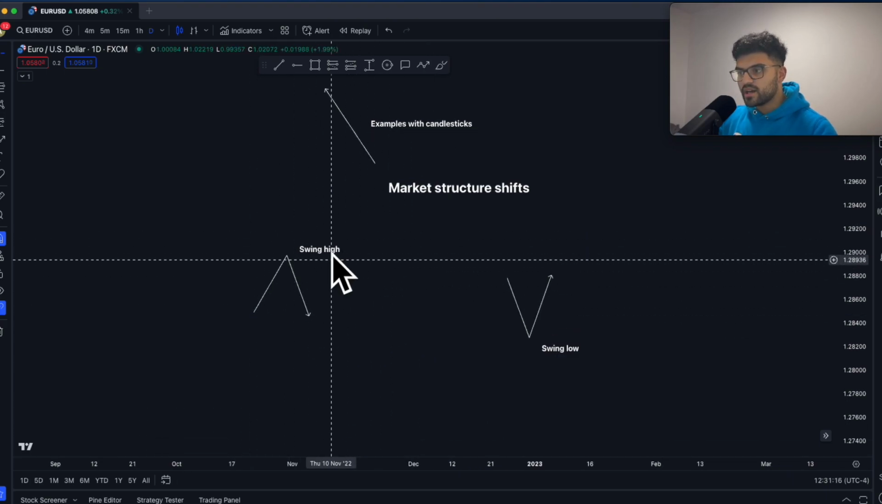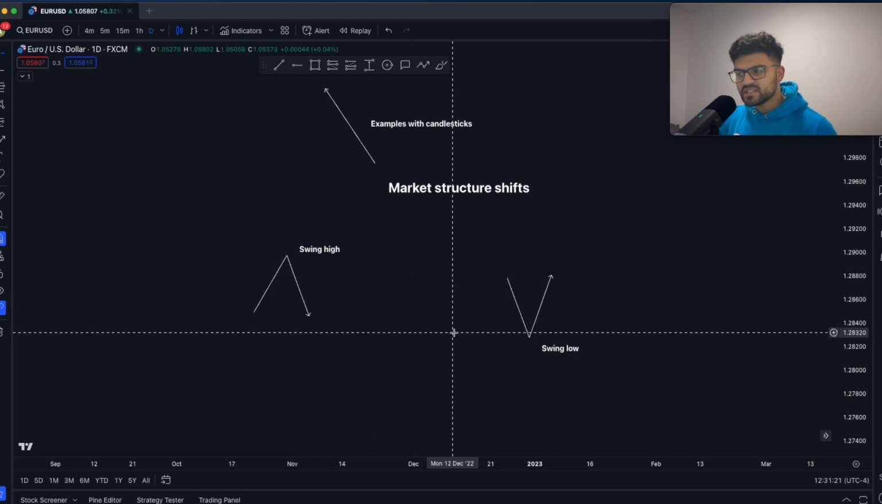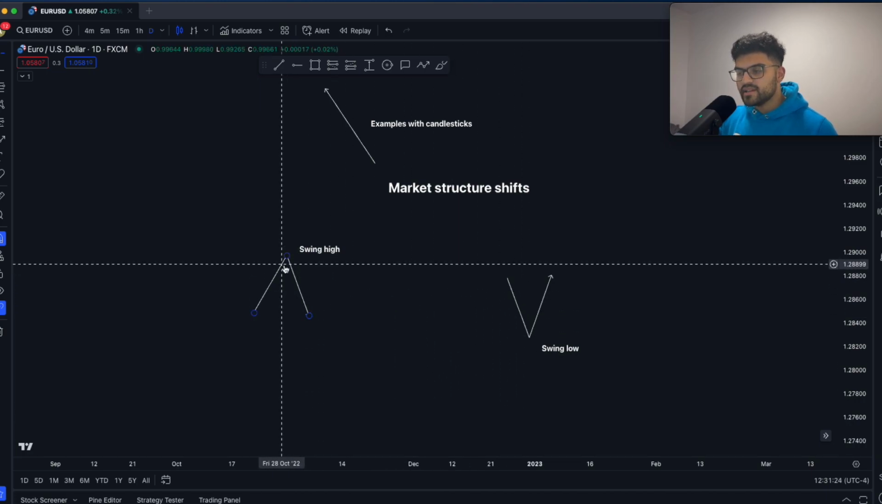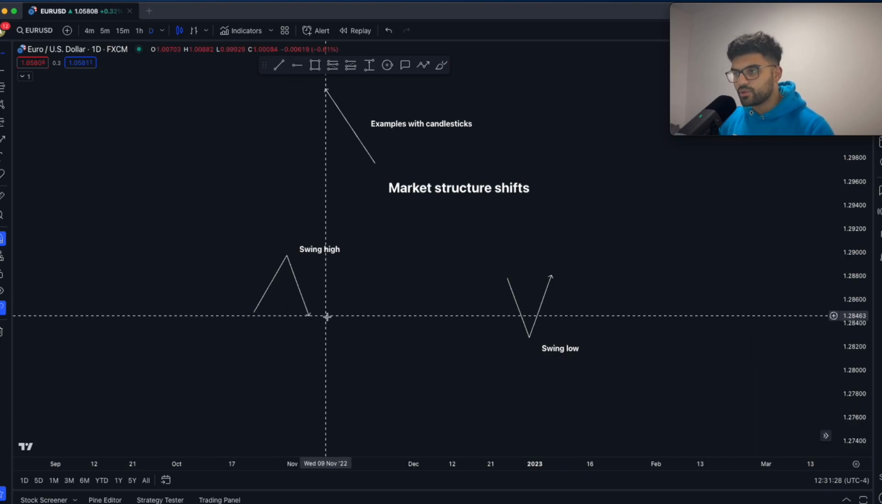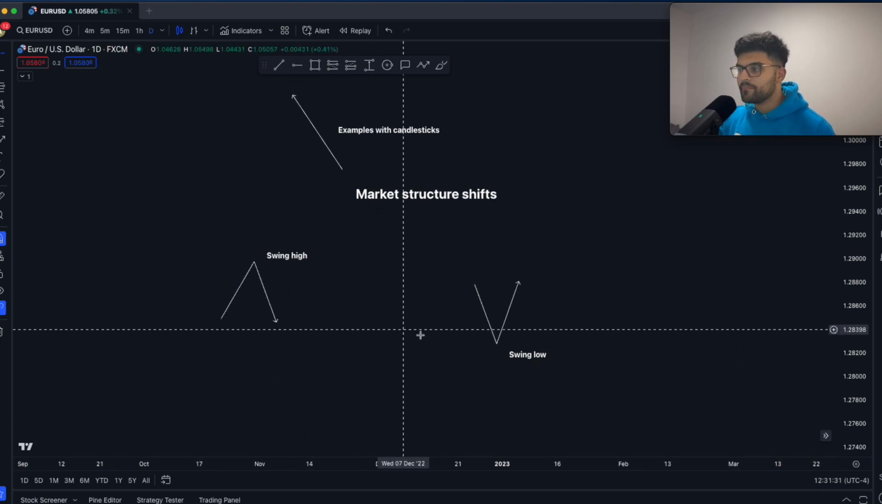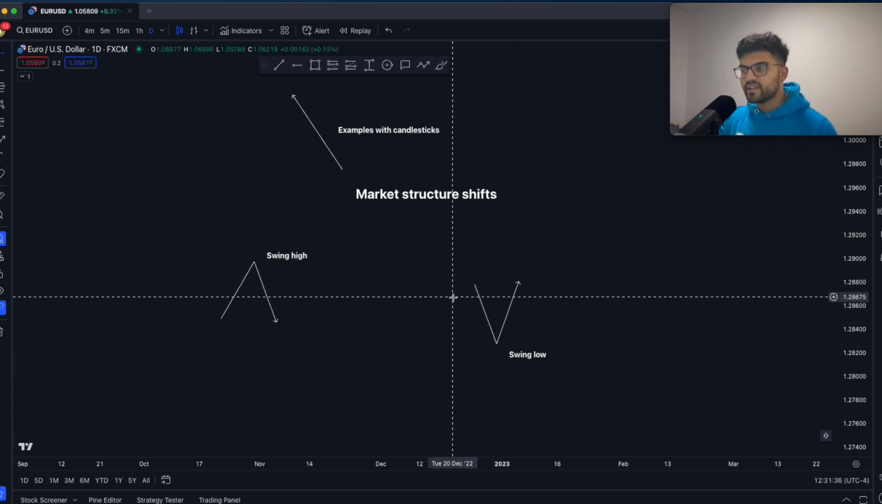Well, for a swing high, as you can see right there, we need this sort of triangular formation. Same thing for a swing low. What we need is a high. We need a lower high to the left and a lower high to the right of it. And I'll show you examples, so don't worry. But for a swing low, we need a higher low to the right and a higher low to the left. So it forms that triangle sort of shape.